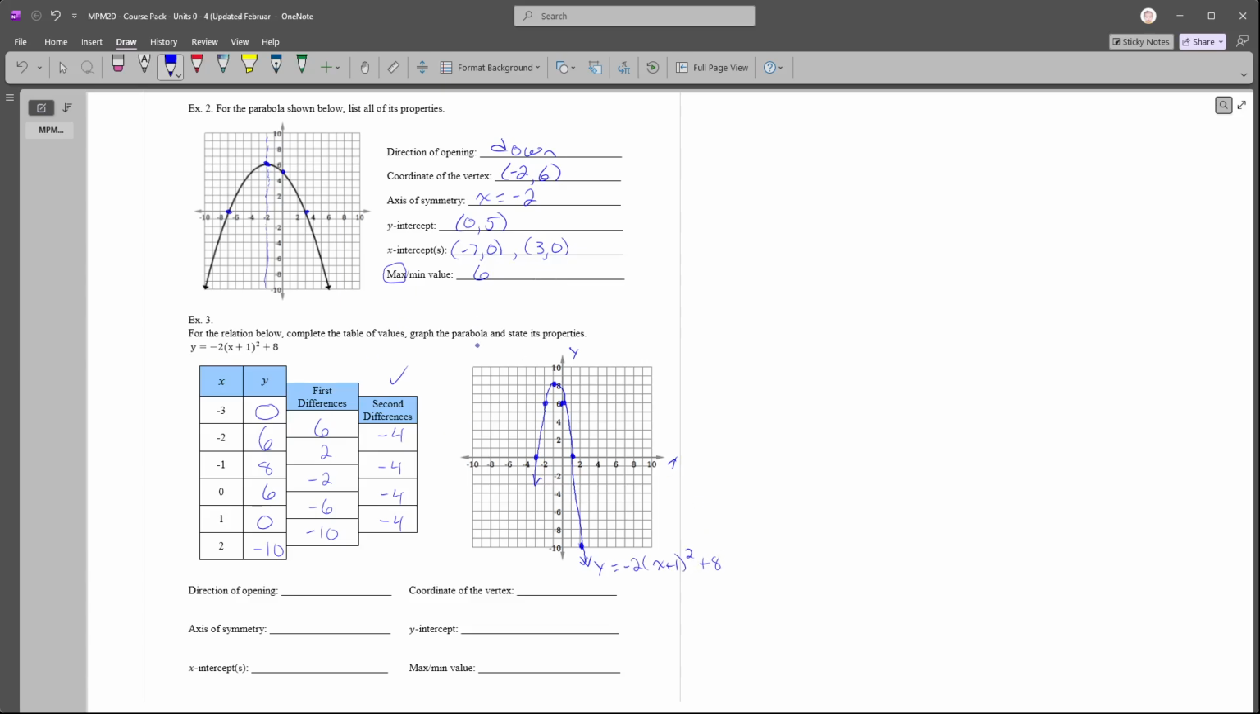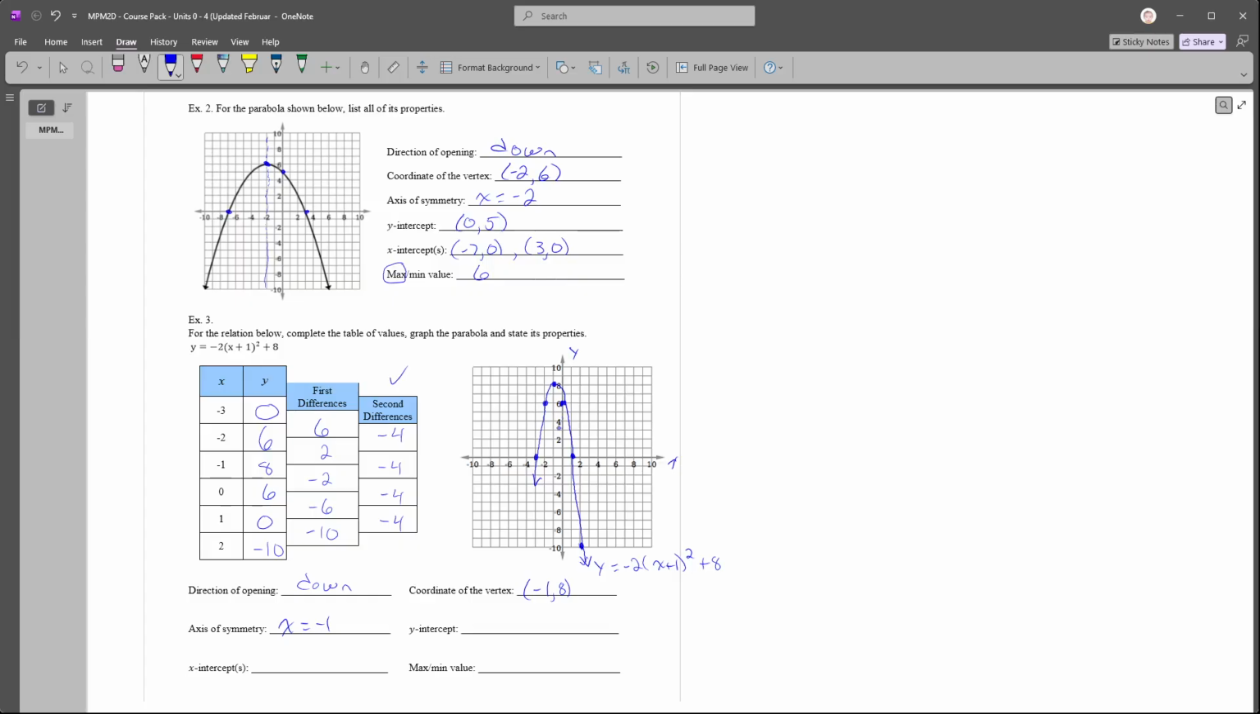So we're looking at the same situation as before. We got to fill it all out. So direction of opening, it's opening down. Coordinate of vertex, we can see that it is at -1, 8. So remember, our axis of symmetry is always x is equal to the x component of our vertex, so x is equal to -1. Okay, and then our y-intercept, where does it cross the y-axis?